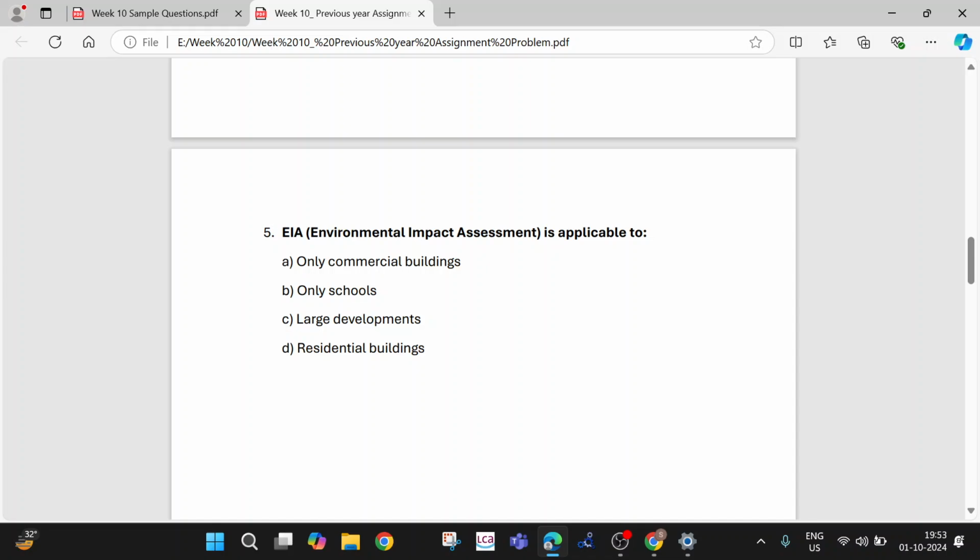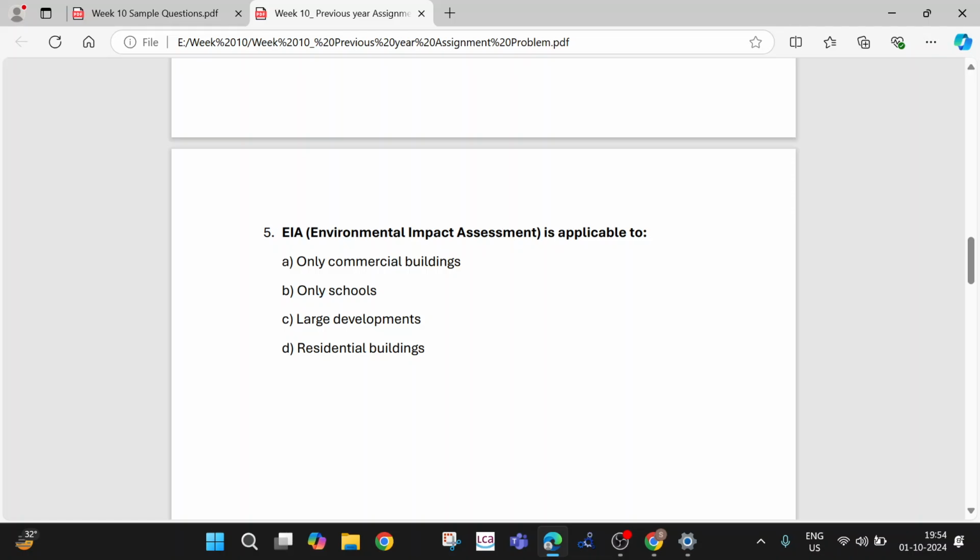Large developments. Yes, option C. Wherever there will be large projects, it is mandatory to submit this environmental impact assessment certification, which I discussed in the sample question paper. It was asked in another sense, but the concept was the same, so you can apply it here as well. Fine. So option C you have marked, and marked it correctly.